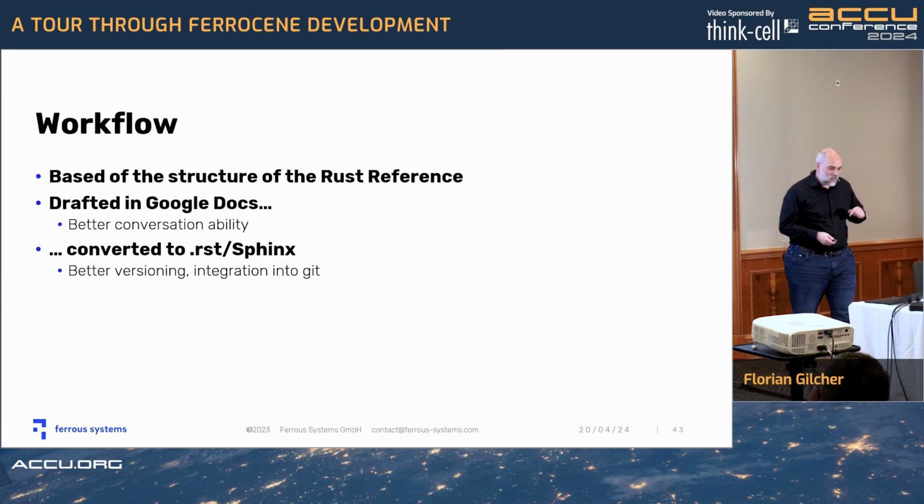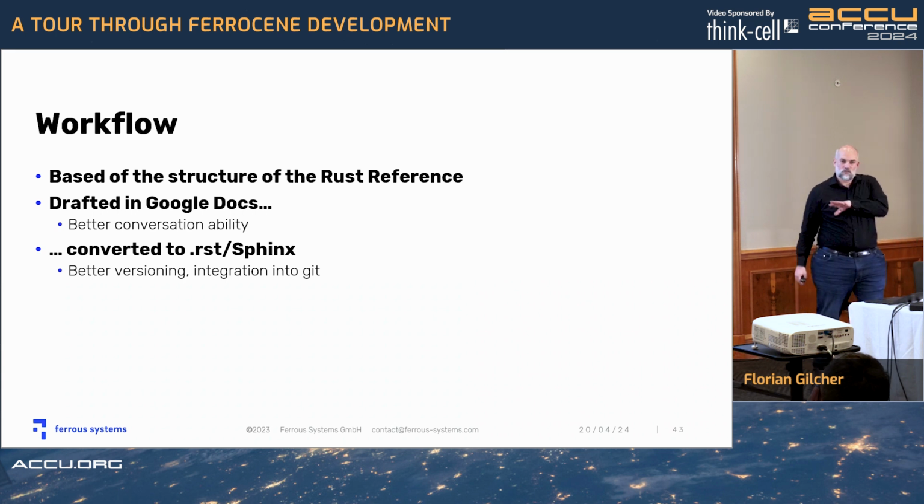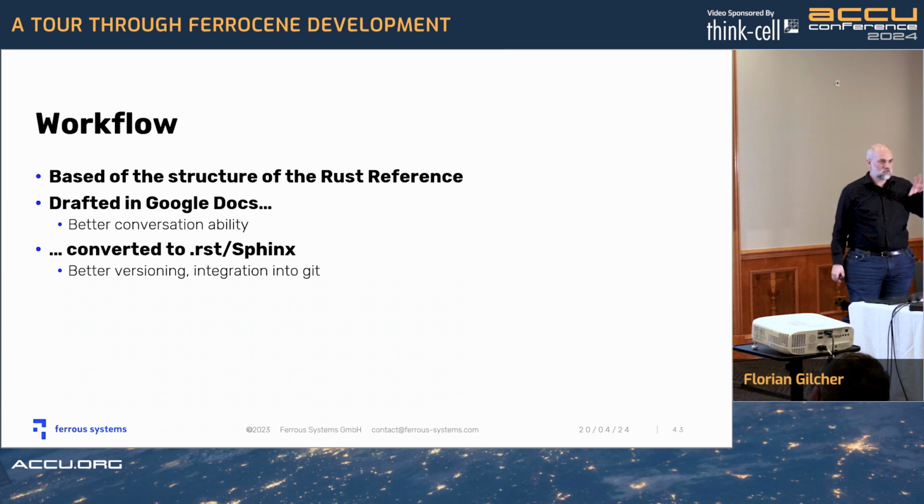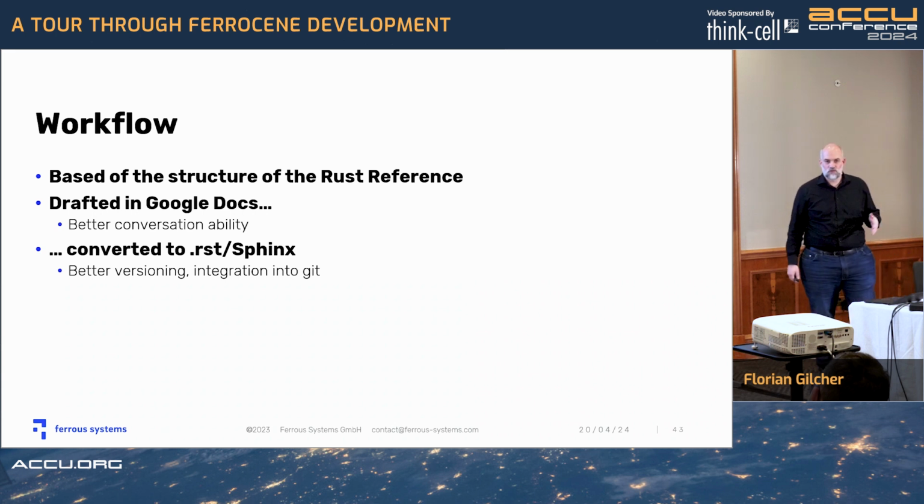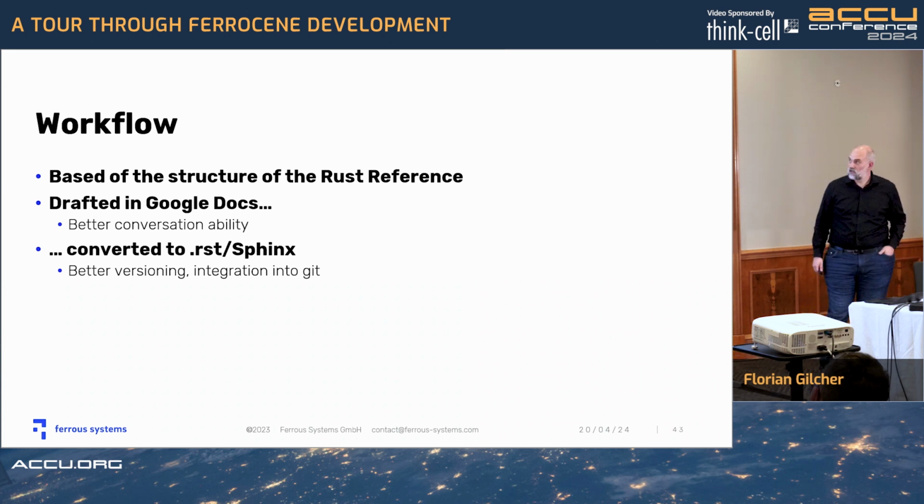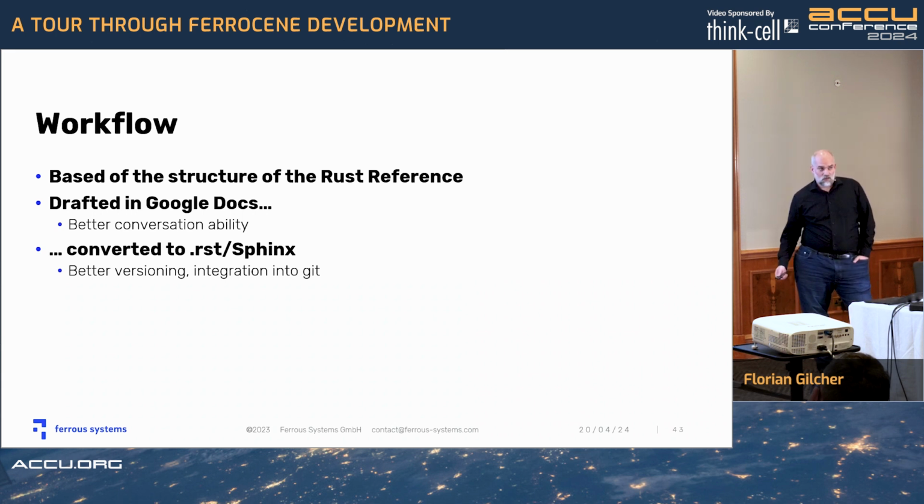And then we converted that to reStructuredText and Sphinx. Because now you have better versioning, you can integrate it into Git, we can actually put the specification aside of the compiler into one Git repository, use it in the build runs and things like that. Shout out here. We actually evaluated reStructuredText against Markdown and AsciiDoc, and found reStructuredText to be strictly better.